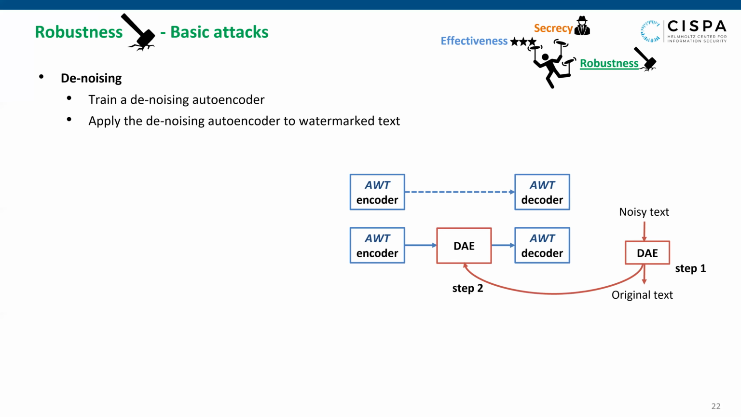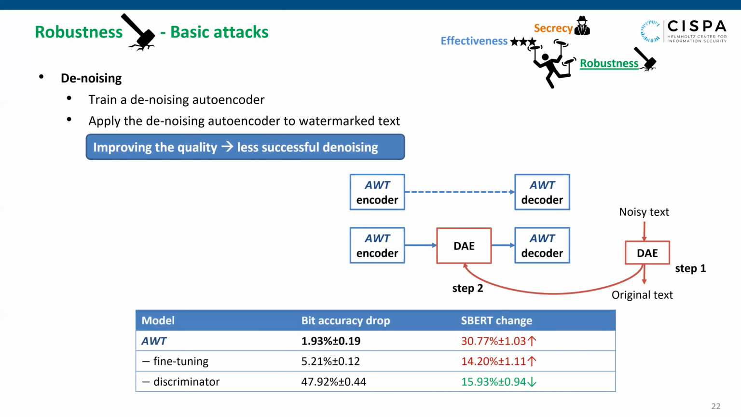Based on this assumption, we hypothesize that improving the quality would make denoising less effective. We validate this hypothesis by applying the attack on the three model variants. We observed that the full model had a small drop in accuracy compared to the lower quality no discriminator model, which empirically confirms our hypothesis.